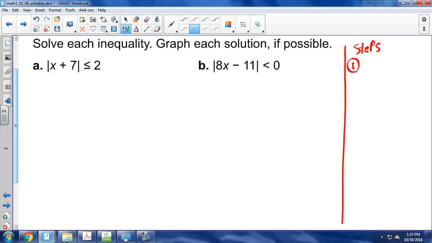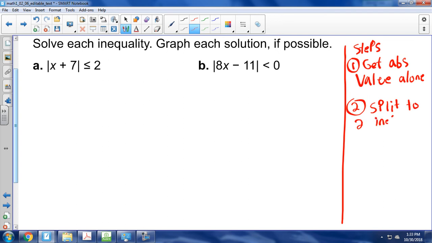And step one is to get the absolute value alone. Okay? That's the first thing you want to do. Once you've done that, remember when you got the absolute value alone with an equation? What did you do after you got the absolute value alone when it was an equation? You split it, right? So you're still going to split it. So you're going to split it to two inequalities. Now I'm going to put a little star there because this is kind of what's new.